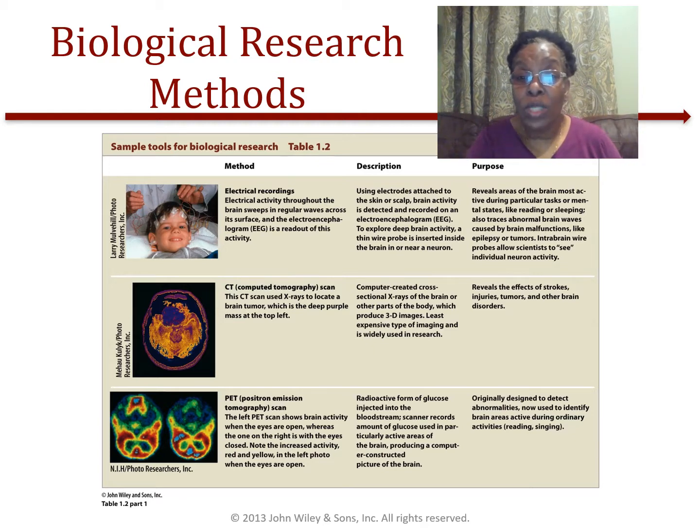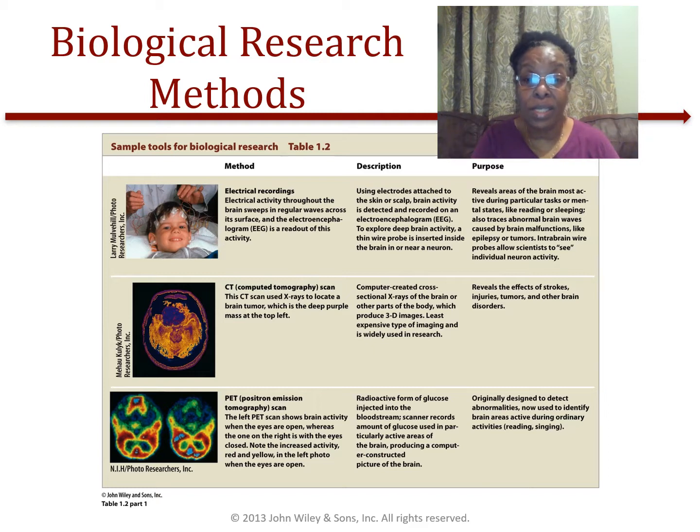Most times they utilize this to see where it's most active within the brain while you're doing particular tasks or mental states. And we'll talk about states of consciousness later on in chapter 5. But it also helps to look for any abnormalities within the brain waves that can show different malfunctions of the brain, like if someone may be epileptic or may possess a tumor. So that's what they would use EEGs for.